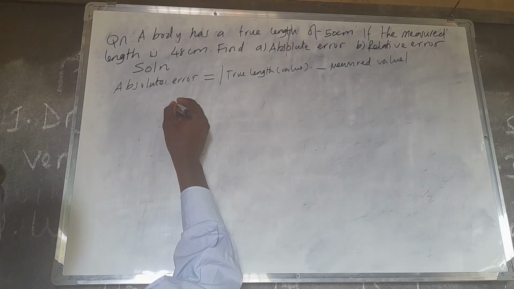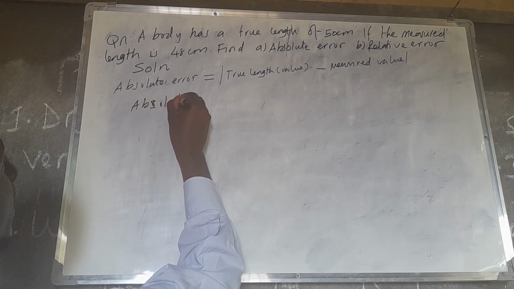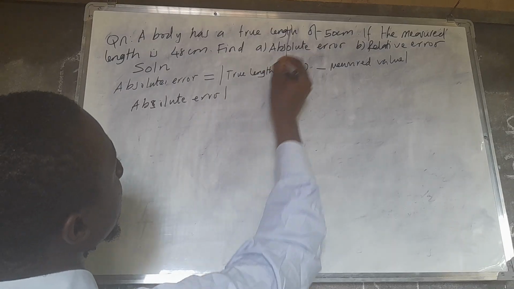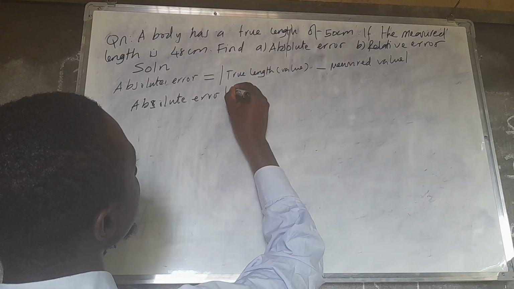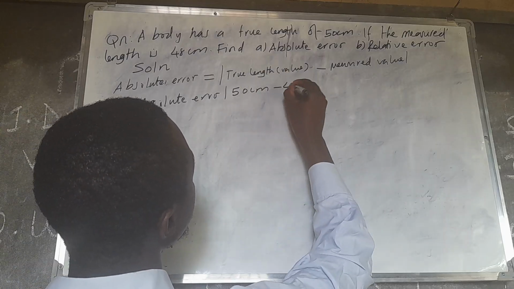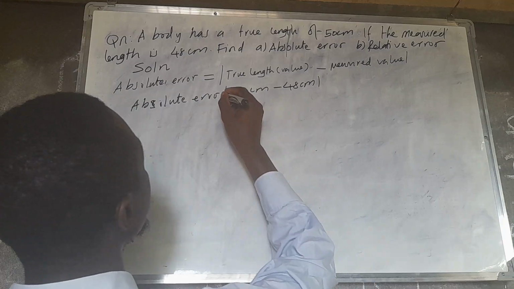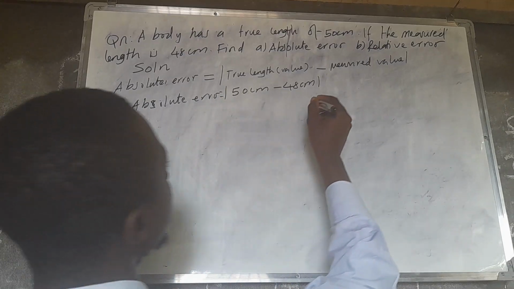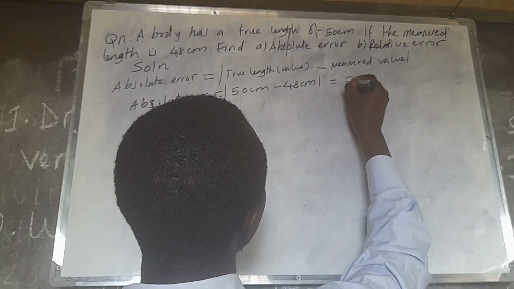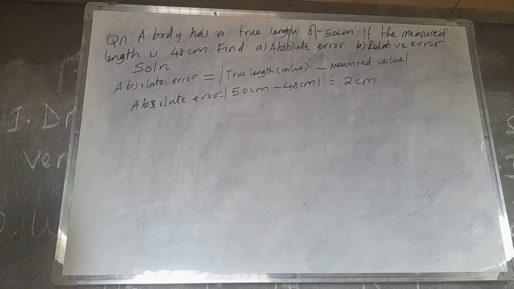So absolute error now is equal to the true value, 50 centimeter, minus measured value, almost 48 centimeter. So finally you can get now absolute error is equal to 2 centimeter. So this is how we can find the absolute error.